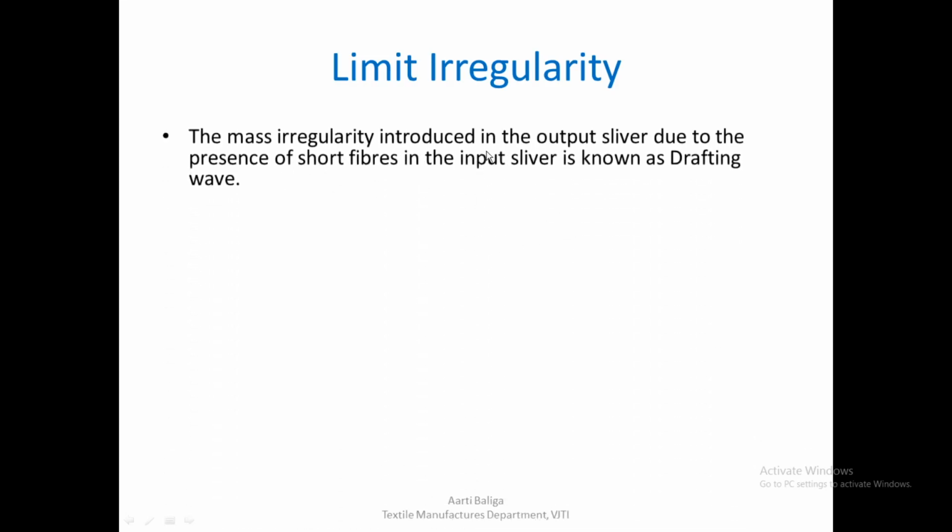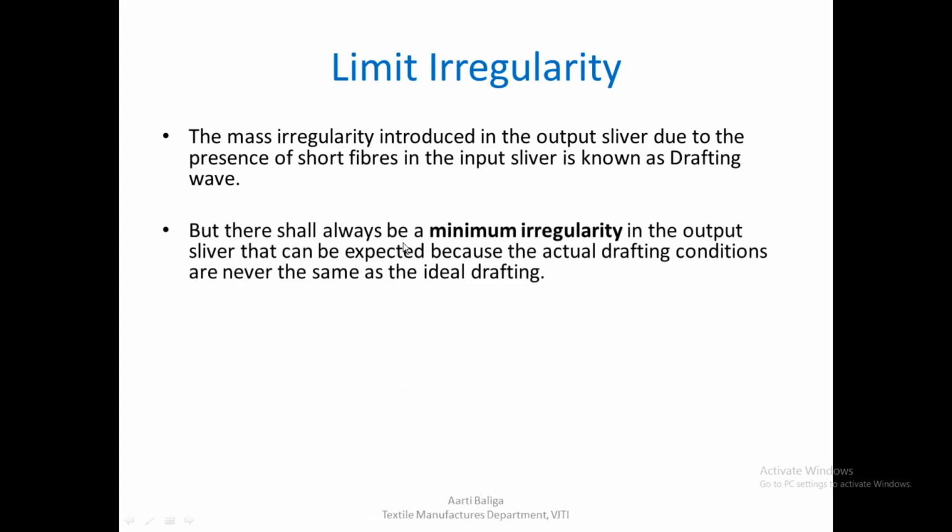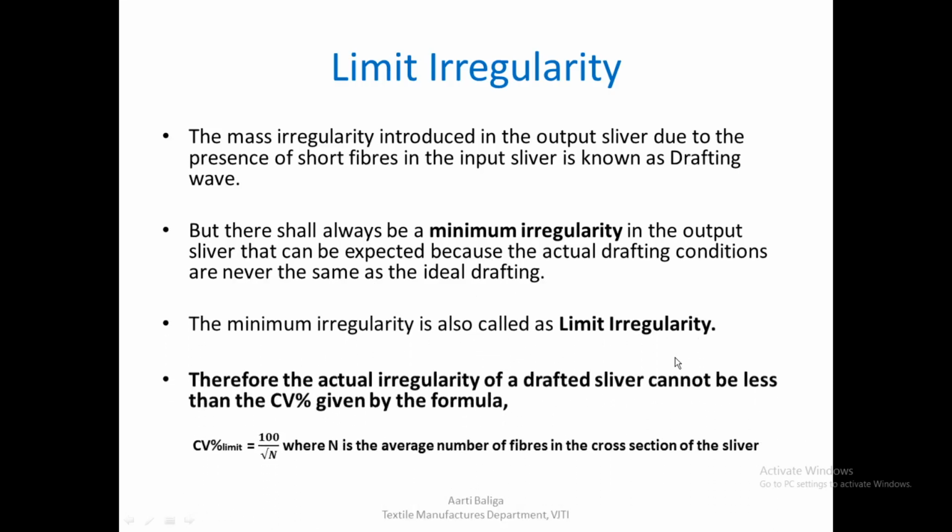The mass irregularity introduced in the output sliver due to the presence of short fibers in the input sliver is known as drafting wave. But there shall always be some minimum irregularity in the output sliver that can be expected, because the actual drafting conditions, as I have already mentioned, are never the ideal drafting conditions. So the minimum irregularity is called limit irregularity.